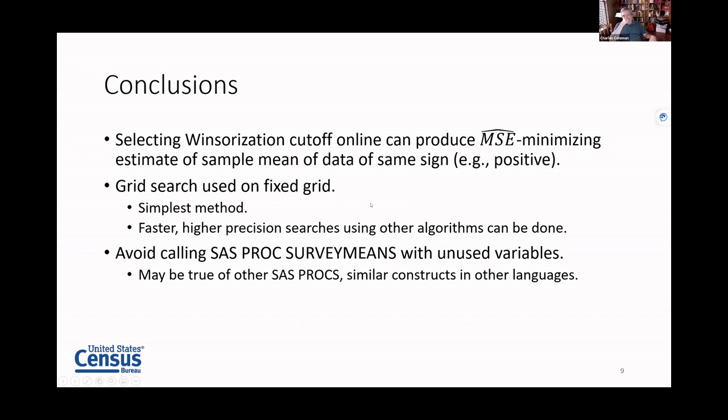So to wrap this up, selecting the Windsorization cutoff online produces our mean squared error minimizing estimate of the sample mean of data of the same sign, which in this case is positive. We use a grid search on a fixed grid. It's simple, but it's slow and not very precise. So you can always use a faster, higher precision search using a different algorithm, and there are loads of algorithms for that. And also avoid calling SAS PROC SURVEYMEANS with unused variables. Probably should do that with other SAS survey procs and perhaps similar constructs in other languages. Next slide, please.